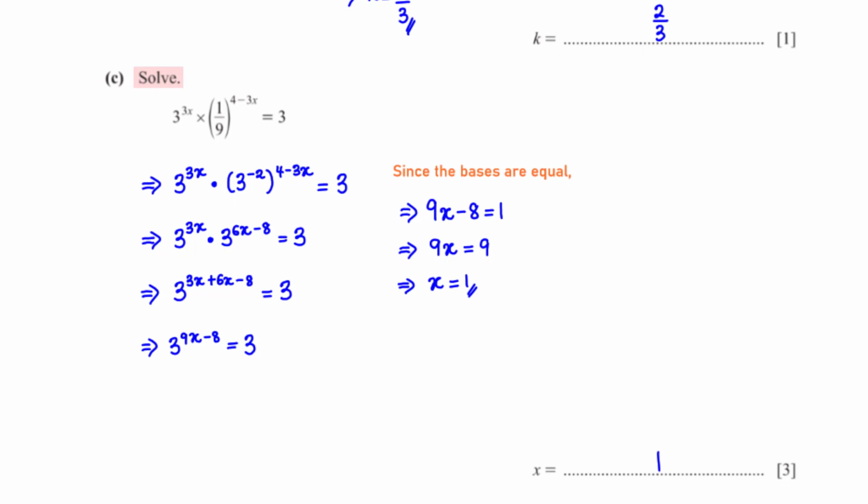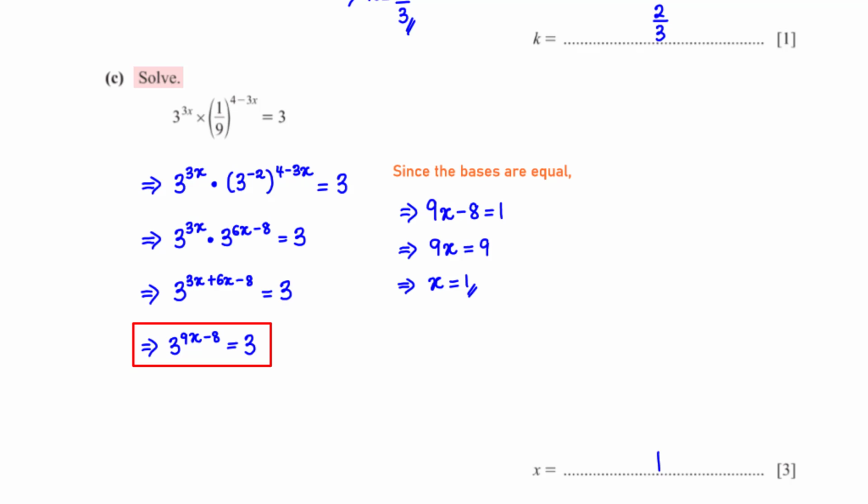Solve 3 raised to the power 3x times 1 over 9 raised to the power 4 minus 3x equals 3. 9 is 3 squared, and so 1 over 3 squared is 3 raised to the power negative 2. The powers of 3 raised to the power negative 2 all raised to the power 4 minus 3x multiply, so we have 3 raised to the power 6x minus 8. For these two terms, since they have the same base, their powers add. This simplifies to 3 raised to the power 9x minus 8 equals 3.